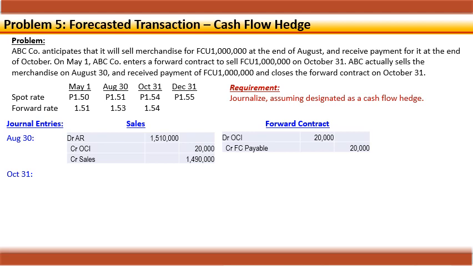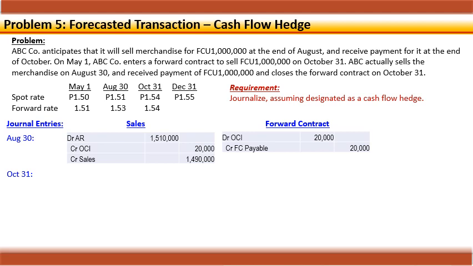Ang problema, hindi naman problema, actually magandang bagay siya. Kapag nag-cash flow hedge ka for forecasted sale, yung balanse ng OCI mo, isasara mo siya dun sa sales account. So, pwedeng debit AR credit sales 1,510. Tapos may additional entry ka, di ba? Debit yung OCI mo. Credit OCI, debit sales na 20,000. Net effect, debit AR 1,510. Credit OCI 20. Credit sales 1,490.